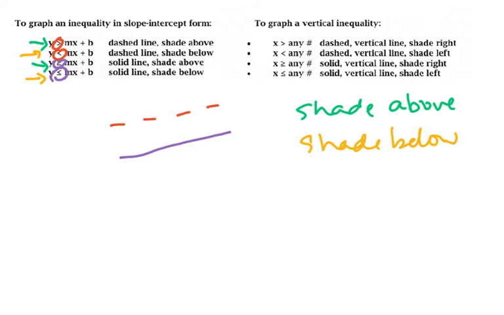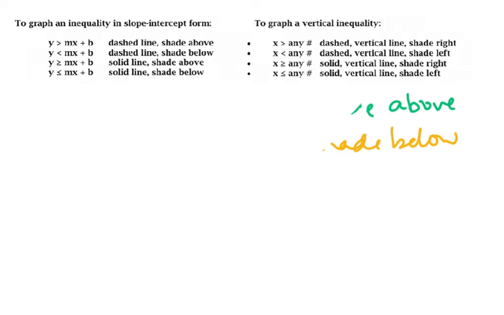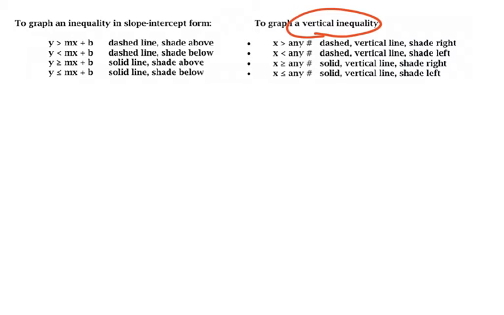So we're going to be using all of those things to shade or to graph inequalities. And so I'll show you how to do that. But there is one little thing that gets confusing, and it's when you have a vertical line. So if you have a vertical line, how do you shade above and below that? So you'd still do the dashed and solid line depending on if you have greater than or equal to.